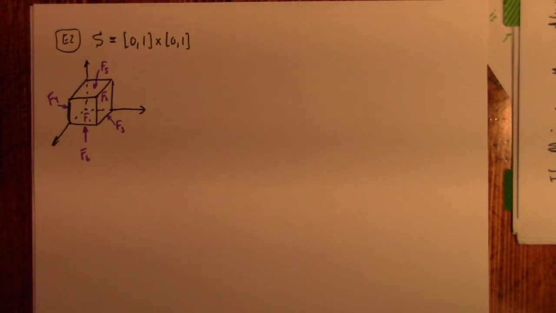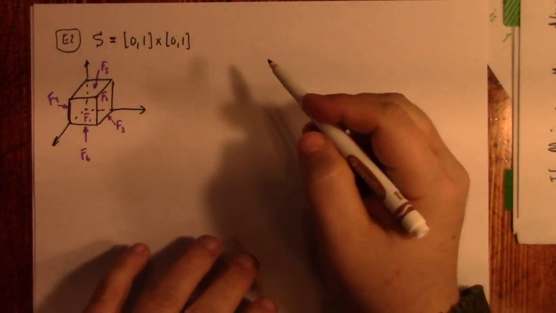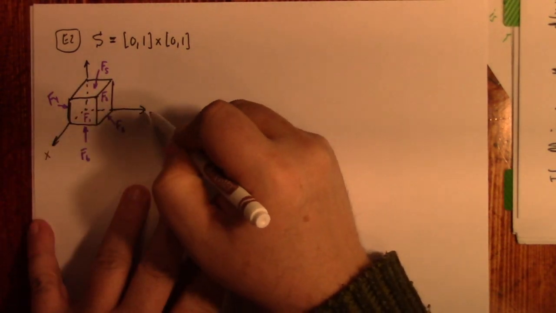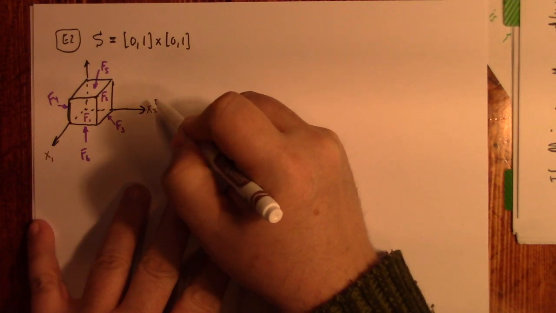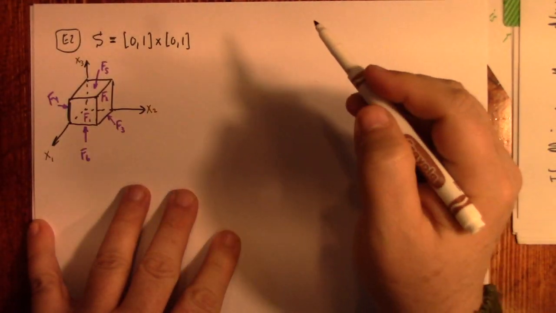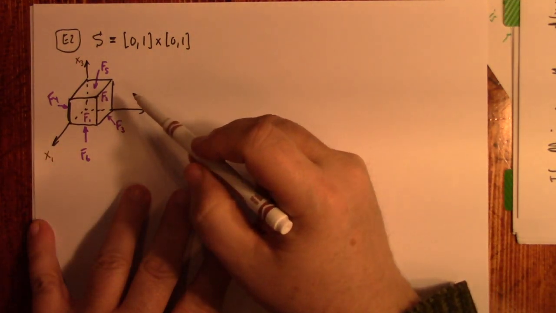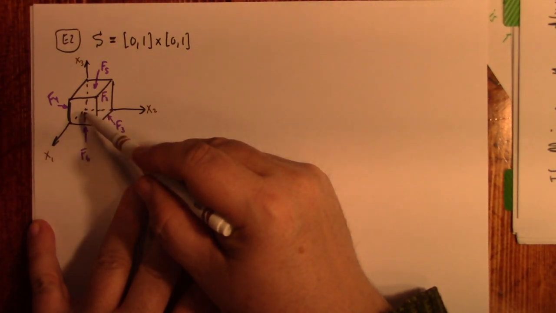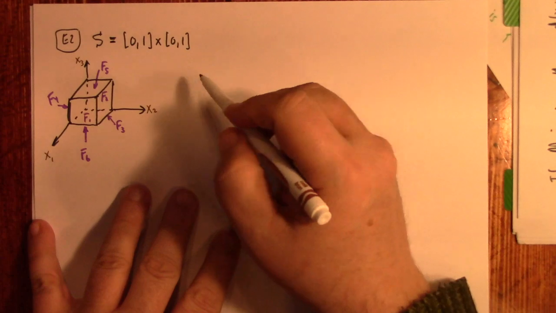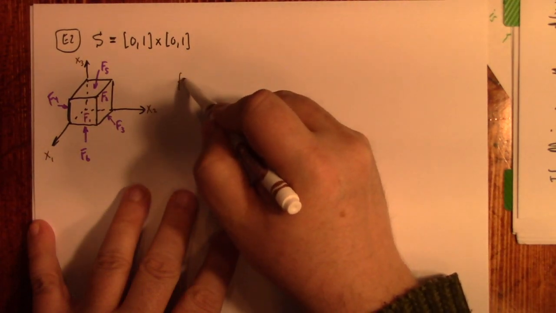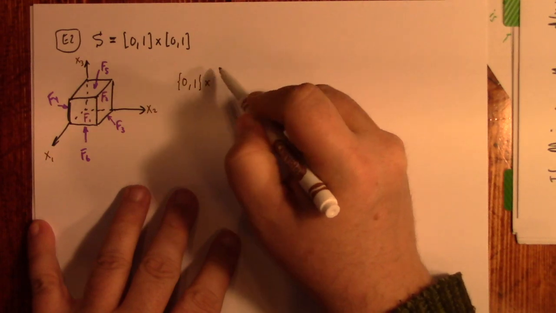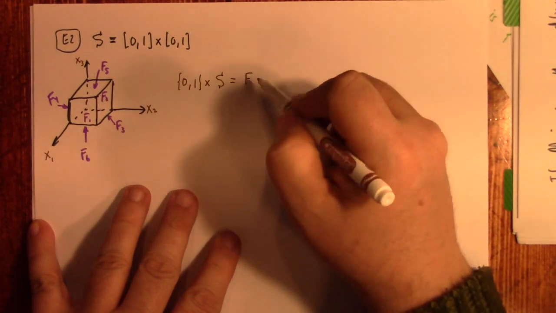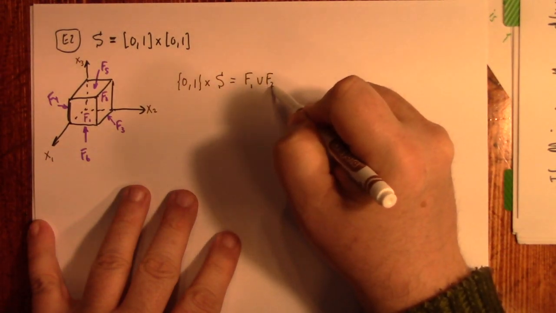All right, so let's try this out. So here's x1, x2, x3 if we're thinking in that kind of notation. Great. So to pick up face 1 and face 2, the front face is at x1 equals 1, and the back is at x1 equals 0. So if I do 0, 1 Cartesian product with my square, that will give me F1 unioned with F2 actually.